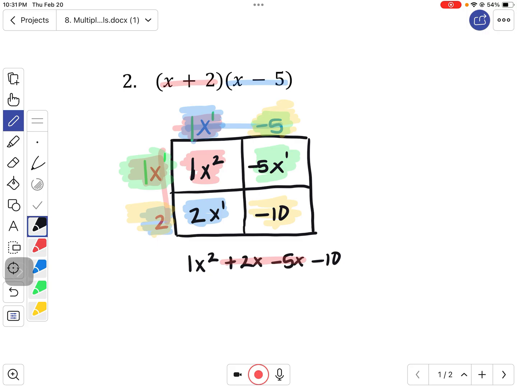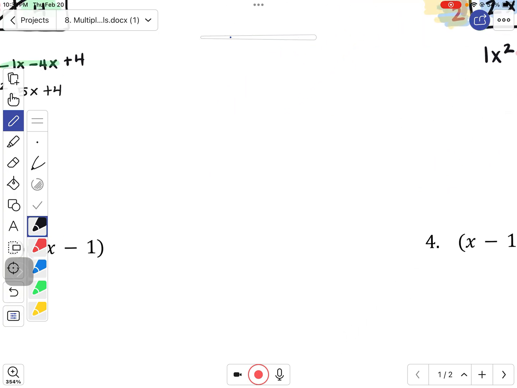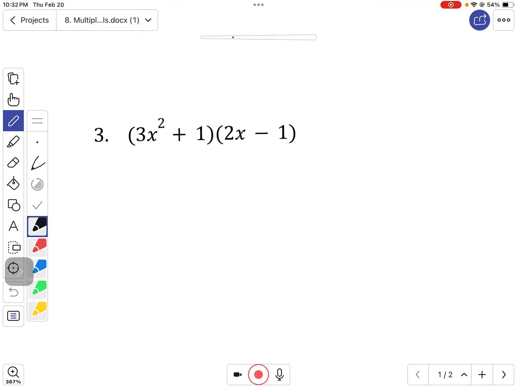So I'm going to keep my 1x squared as 1x squared. If I have a positive 2 and I subtract 5, that's going to give me a negative 3x and then minus 10. And then you're done with number 2. Let's try number 3. Okay, again, I have 2, 2, and 2. So I'm going to do a 2 by 2 box.